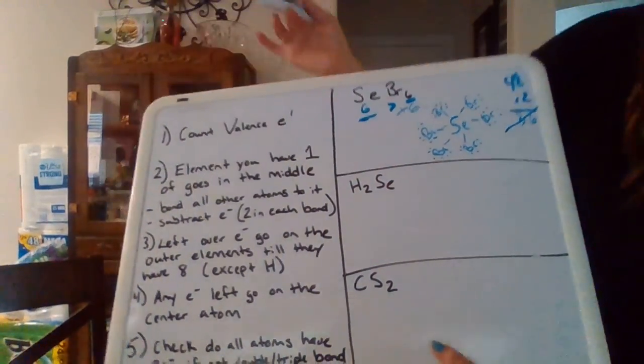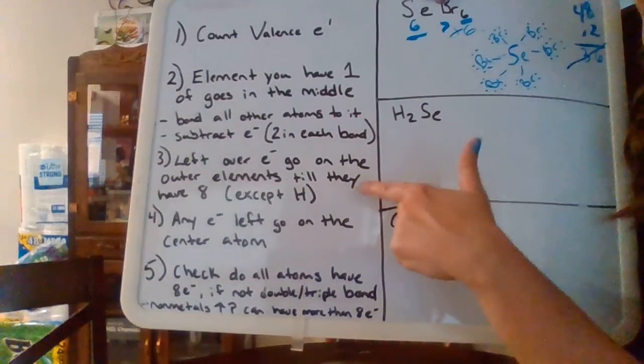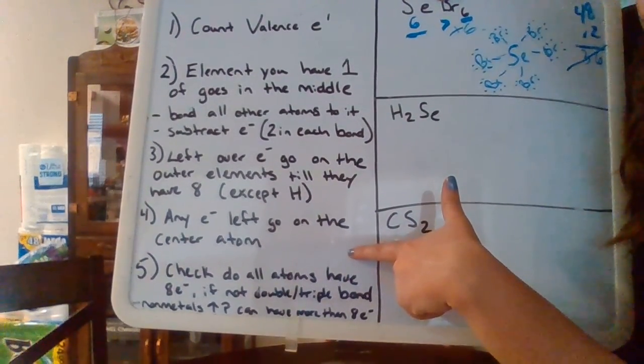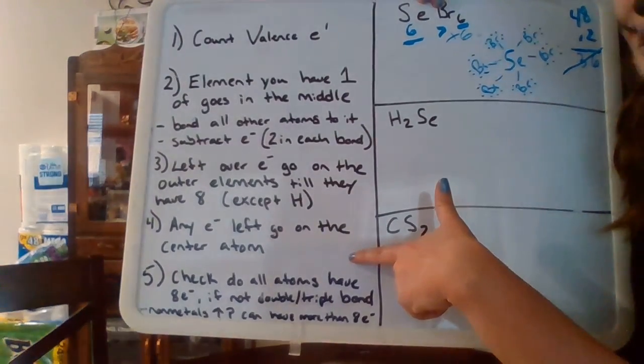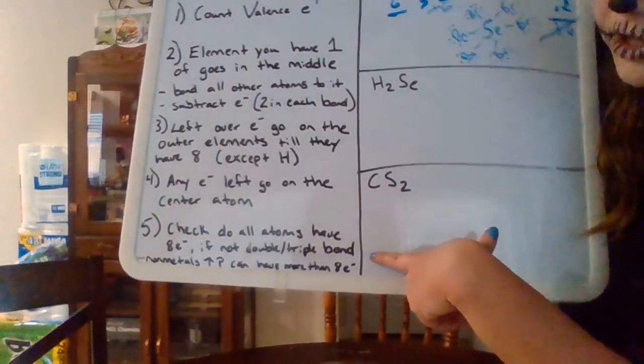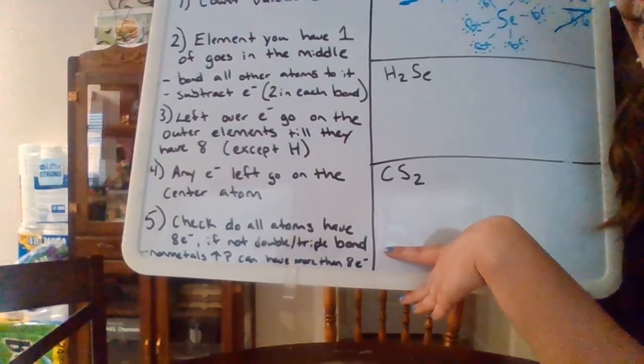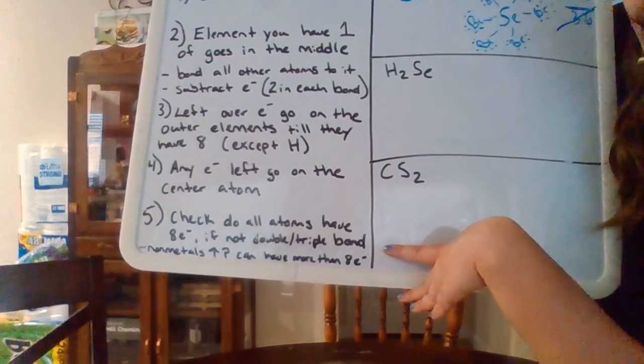Great. So now I'm going to go to my next rule. My next rule says, any electrons left go on the center atom. Well, I don't have any electrons left, so I'm going to skip that rule and go to number 5. Number 5 says, check. Do all atoms have 8 electrons? If not, we have to double or triple bond.